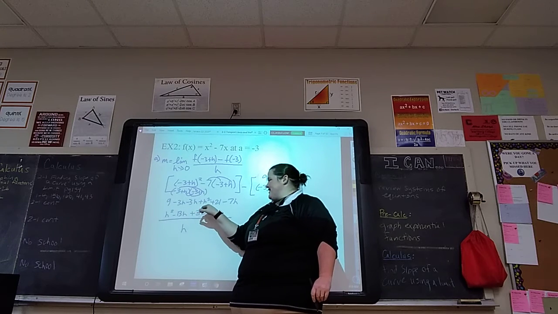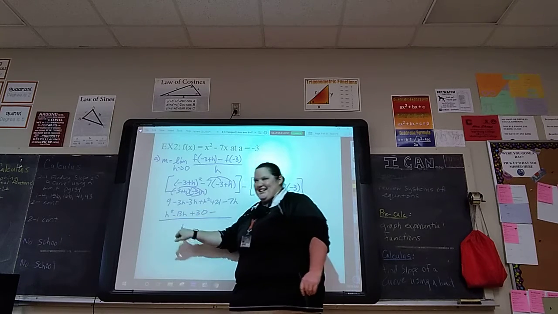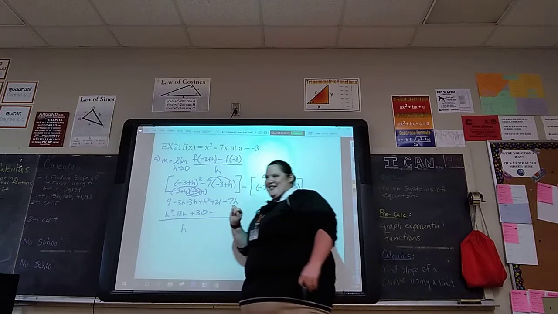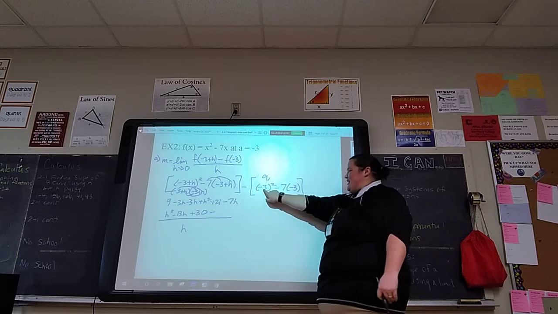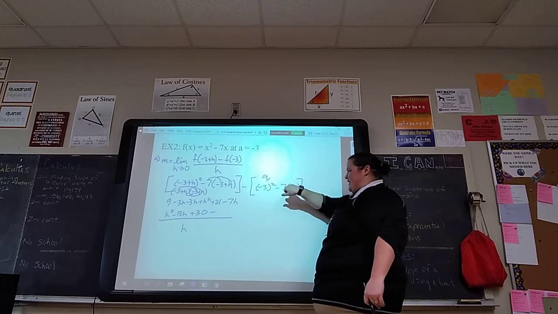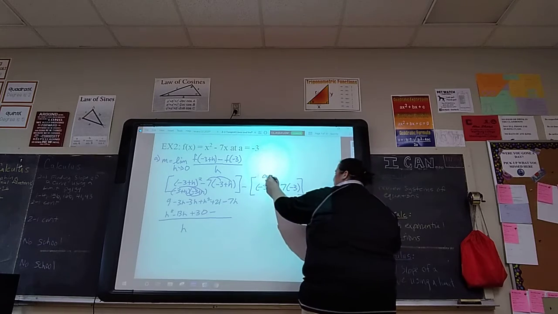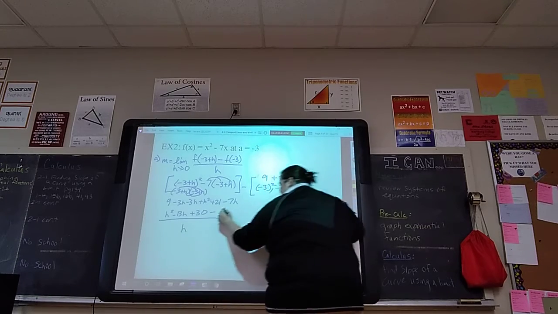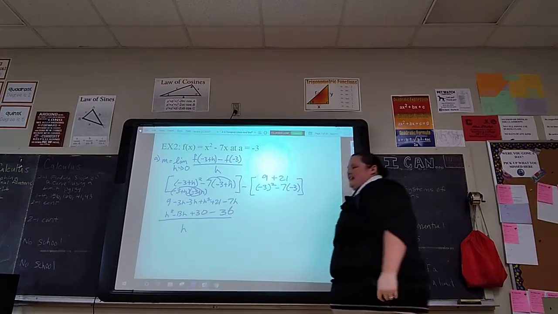That's negative 13h. So negative 3 squared is 9. What's negative 7 times negative 3? 21. So when I add those together, plus 30. Then that's what I subtract. So minus 30.